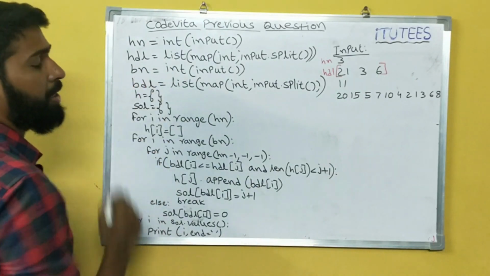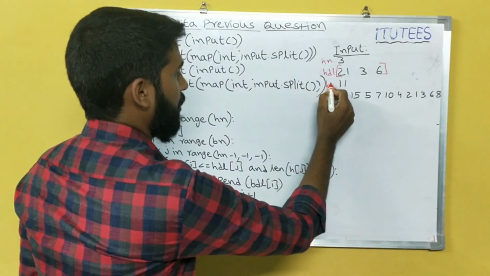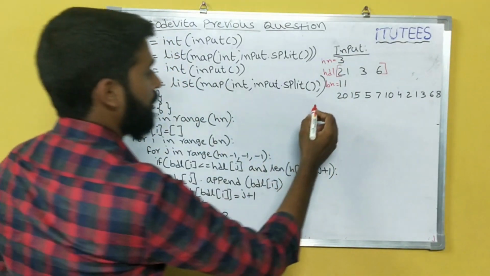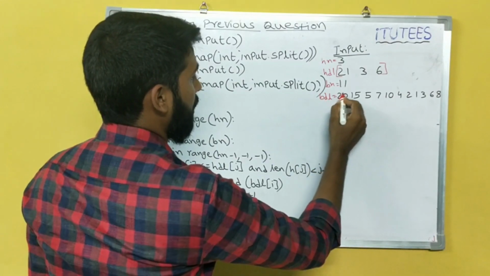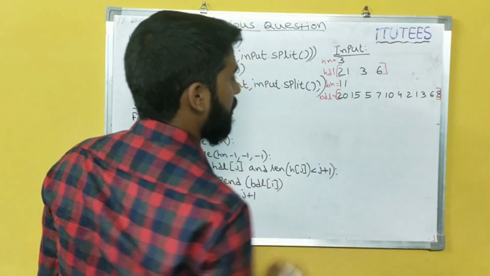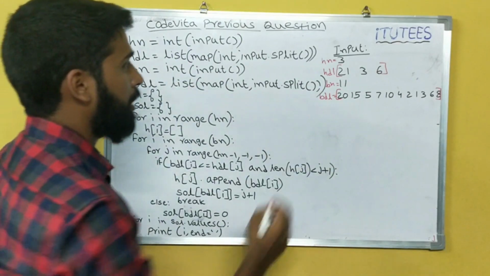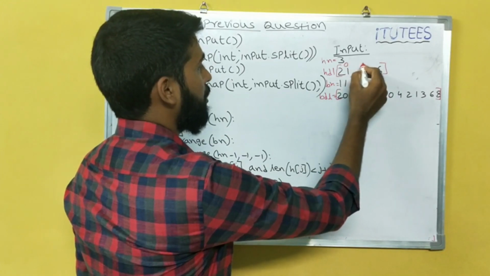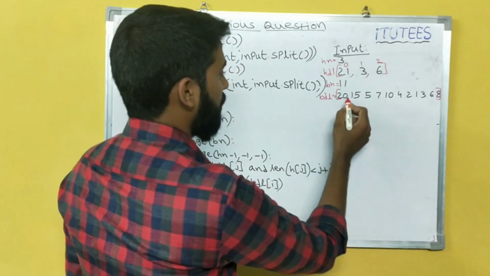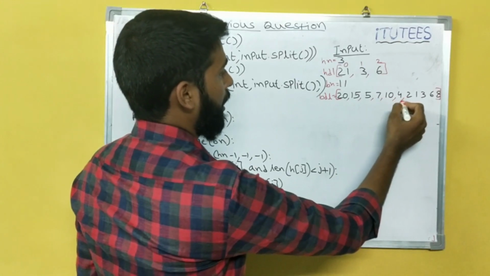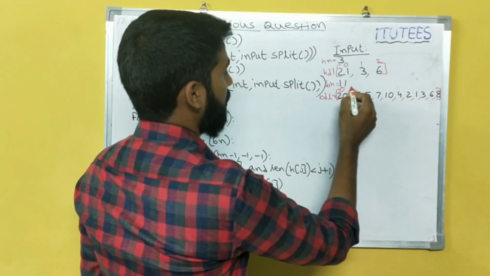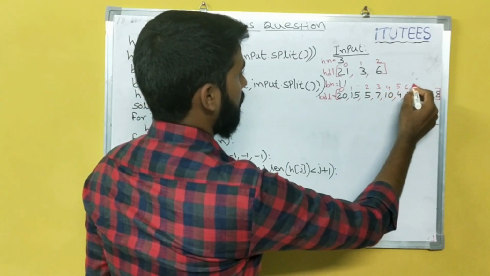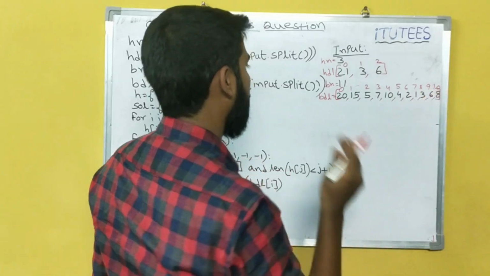So next Bn, number of balls, 11. Next BDL, ball diameter list. This is the list. Okay, so HDL means hole diameter list. The index is 0, 1, 2. Same like that, this is the ball diameter list. Index is 0, 1, 2, 3, 4, 5, 6, 7, 8, 9, 10.